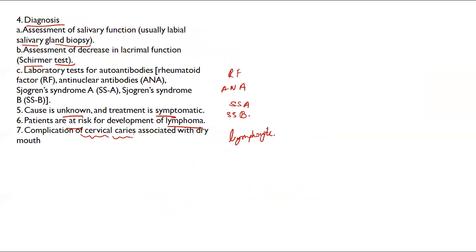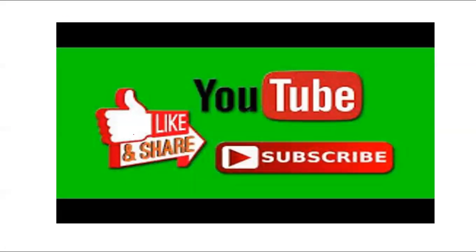Diagnosis mainly helps in assessment of salivary function. Salivary gland biopsy is done. For assessment of the lacrimal function, the Schirmer test is done, and we do blood tests where we check for rheumatoid factor, anti-nuclear antibody, and Sjogren syndrome A, Sjogren syndrome B. The cause is unknown, but the treatment is symptomatic. Patients are at risk for development of lymphoma, and there is always a complication of cervical caries associated with the dry mouth. So that's all for today.